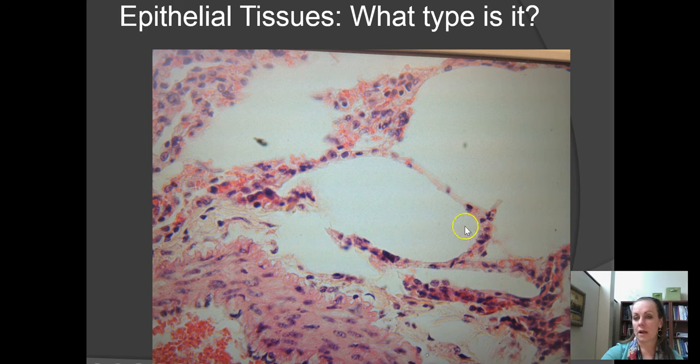So you're looking at lung, and right here you can see really well, here's a surface, here's a surface. We're going through one layer of tissues. Here's that dark purple nucleus. And this looks pretty squished flat. So this is actually simple squamous right here.